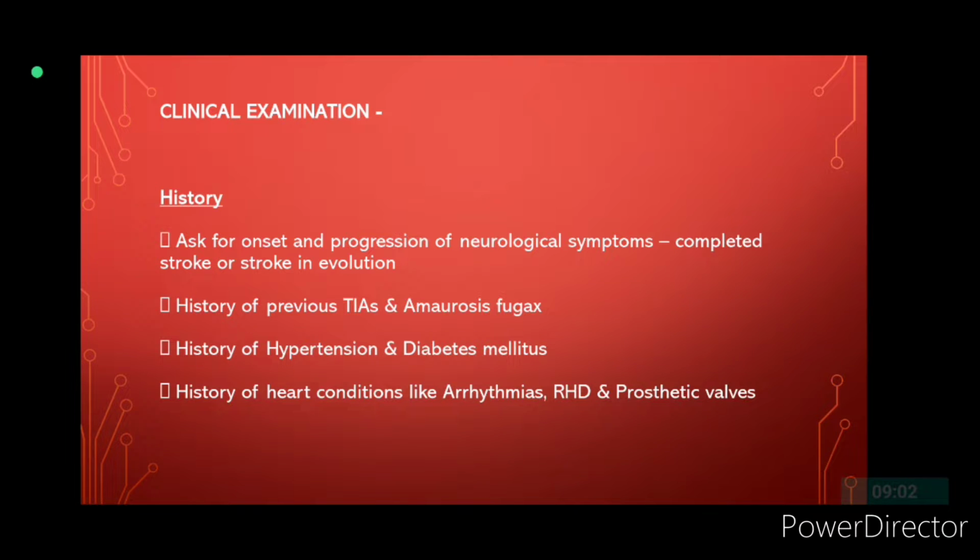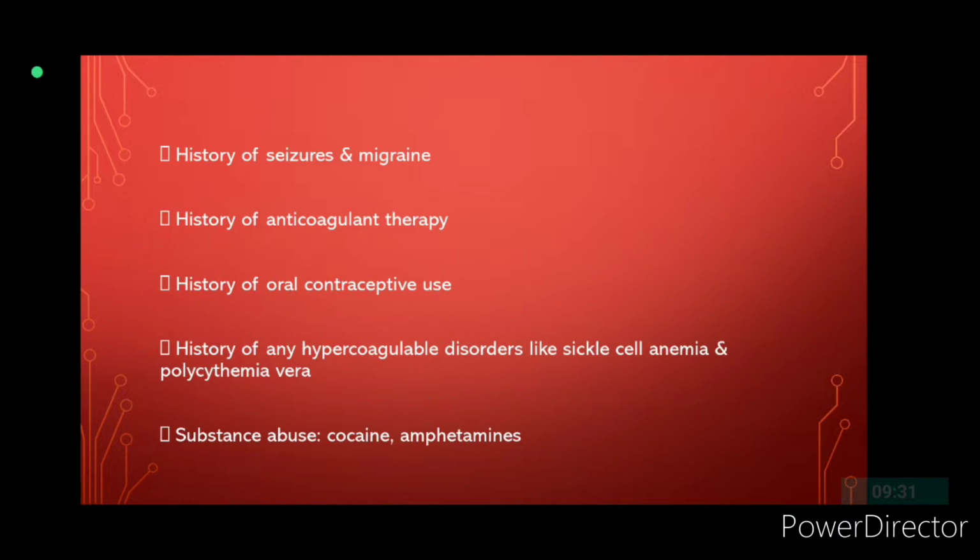History of previous TIAs and amaurosis fugax. Second point, history of hypertension and diabetes mellitus. History of heart conditions like arrhythmias, rheumatoid heart disease, or prosthetic valves. History of seizures and migraine.